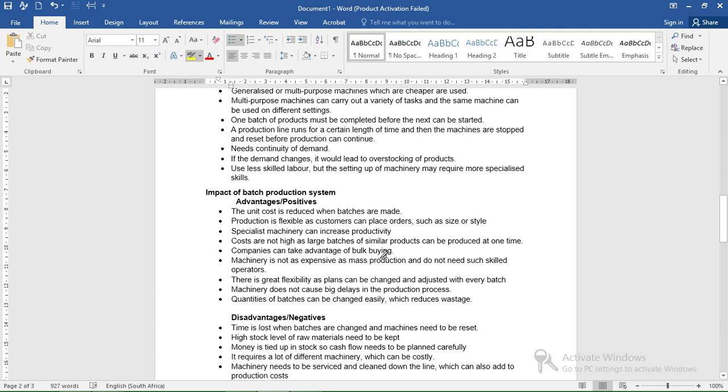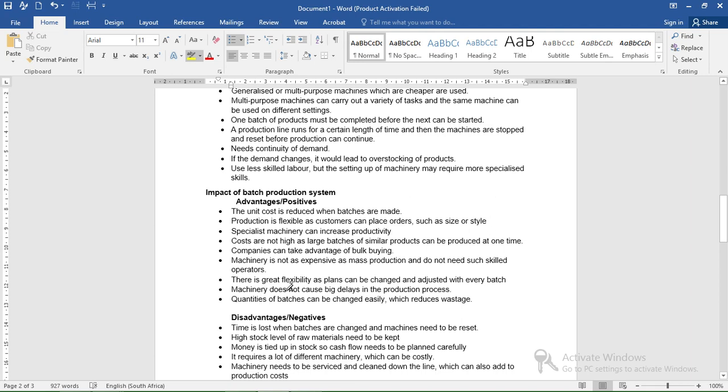Companies can take advantage of buying in bulk, right? Also, those are advantages. I spoke about most of them just now when I was explaining. Machines are not expensive as for mass production, definitely. These machines are more specialized and affordable. They're expensive, but not as much as those used for mass production, right? But they also do not need skilled operators. They only need semi-skilled operators.